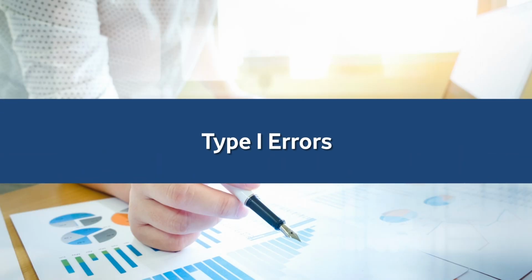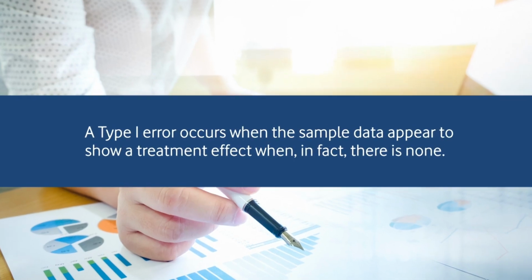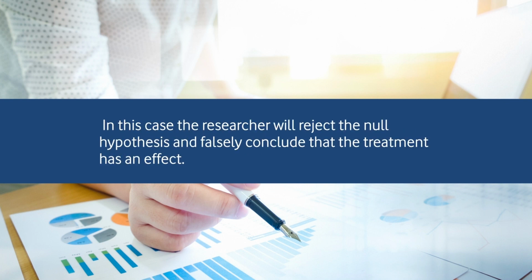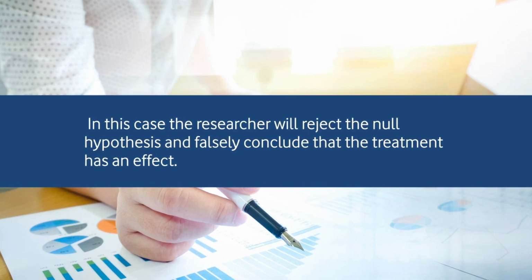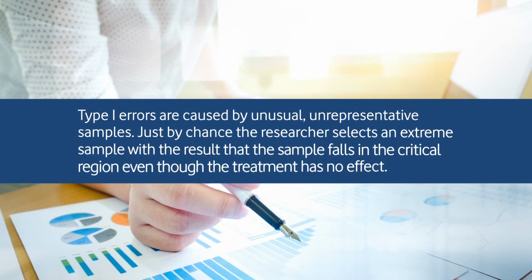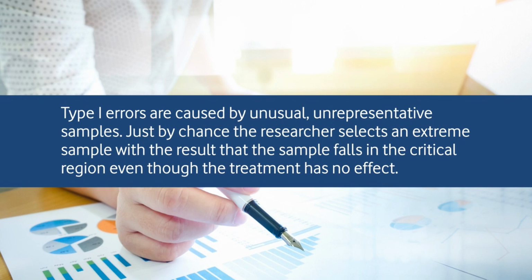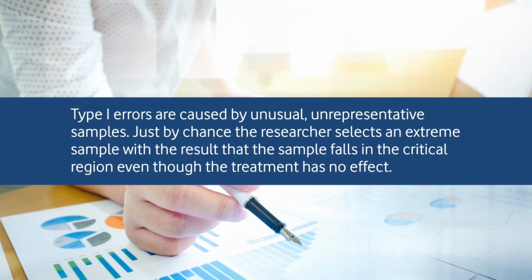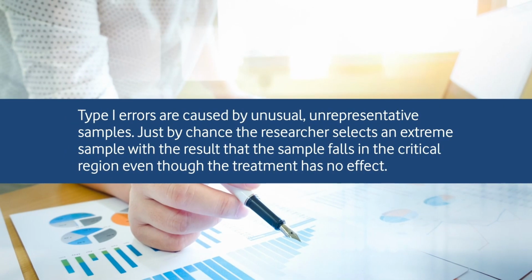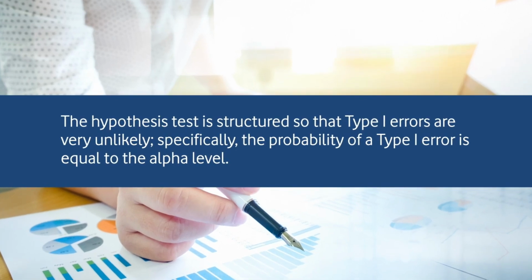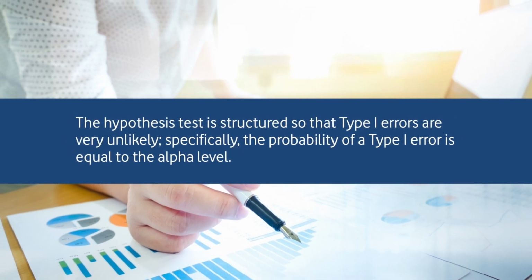A type 1 error occurs when the sample data appears to show a treatment effect when in fact there is none, and in this case the researcher will reject the null hypothesis and falsely conclude that the treatment has an effect. Type 1 errors are caused by unusual, unrepresentative samples. Just by chance, the researcher selects an extreme sample, with the result that the sample falls in the critical region even though the treatment has no effect. The hypothesis test is structured so that type 1 errors are very unlikely. Specifically, the probability of a type 1 error is equal to the alpha level.